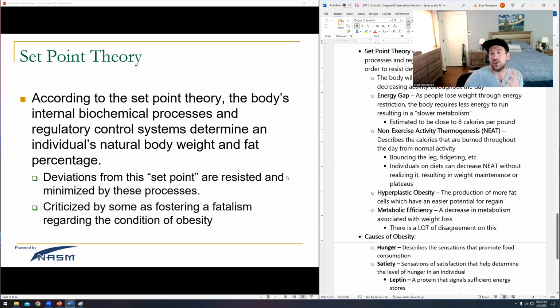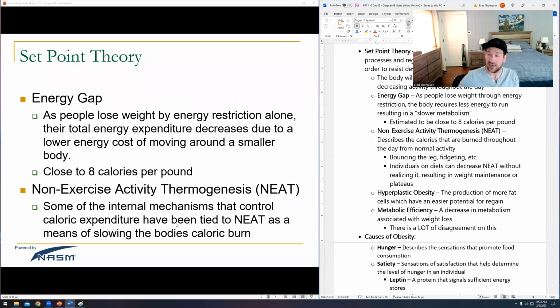This is one of the reasons why I don't like it. I get a good note here. I don't like the set point theory because I think it's a poor explanation of how metabolism works, but I also don't like it because it does sort of foster a fatalism where it's like, this is my weight, I'm stuck this way, there's no way I can change. You know what I mean? Don't love that mentality.